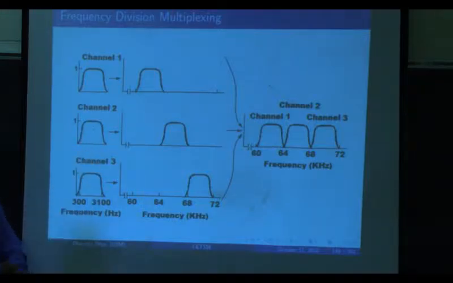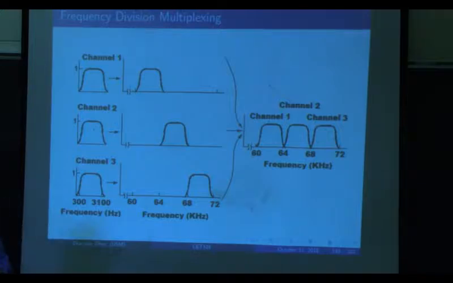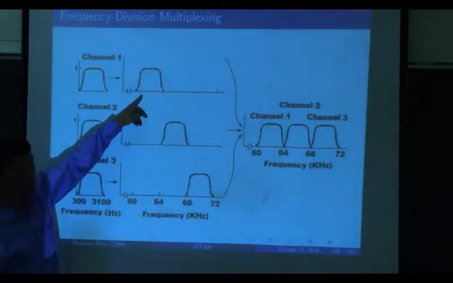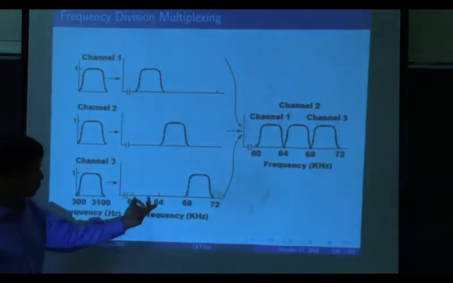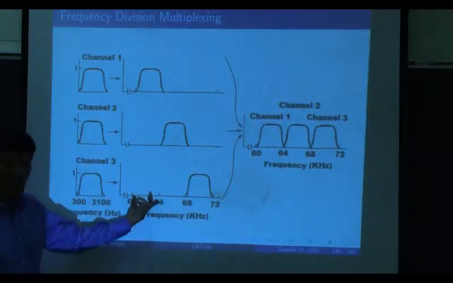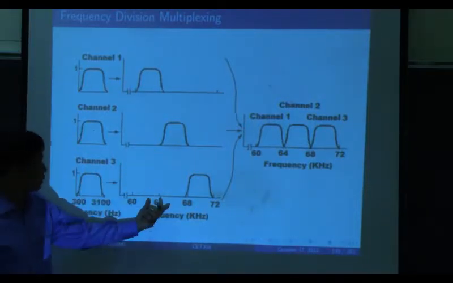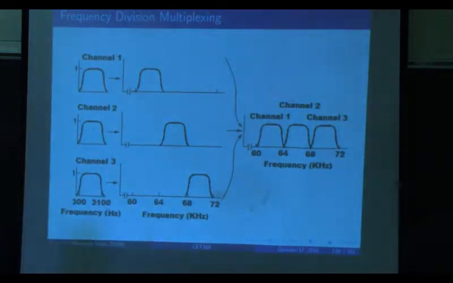Can we just add these together? Based on our experience, we cannot, because if we add them together, they all occupy the same frequency band, and later we cannot separate them. So what we do is shift this channel to somewhere, shift another channel to a little bit higher frequency, and the third one to even higher. The first one is between 60 and 64. We have some gaps in between. The second channel is 64 to 68. The third channel is 68 to 72.